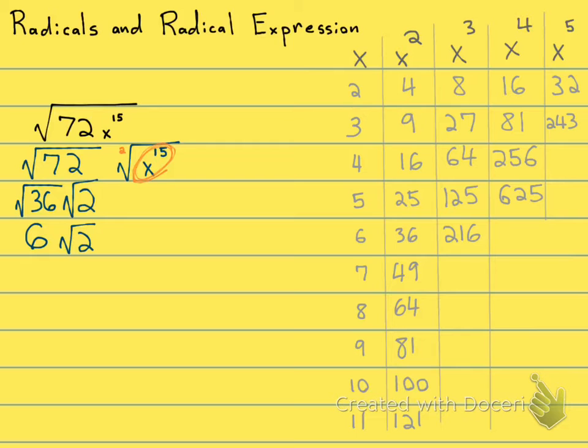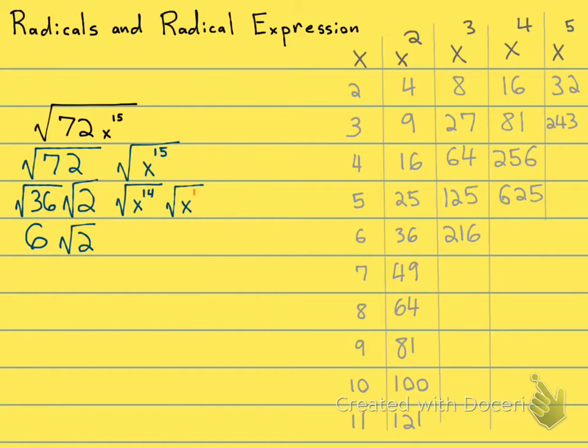Now, how many groups of 2 can I take out of 15? The answer is 7. 7 groups of 2 is 14, but then there's one more left over. So let me write it like this and see if this makes sense. This is the square root of x to the 14th times the square root of x to the 1st. You see how that's 15?